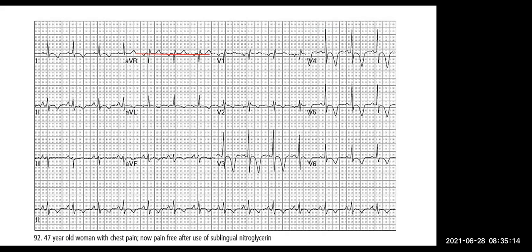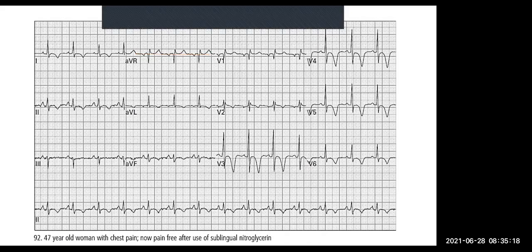Even if you don't know the answer, I'm going to teach you the answer because it's something that's not common. It's not something you see very often. It's something that you must remember because you'll impress people later on. But the question is, looking at your history, 47-year-old woman with chest pain, now pain-free after use of TNT.